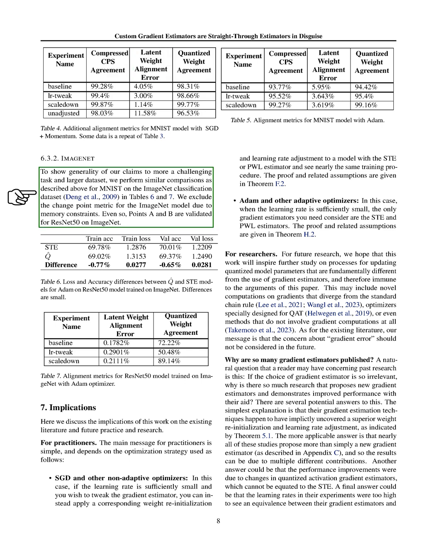For the ImageNet dataset, we conduct similar comparisons as for MNIST, excluding the change point metric due to memory constraints. Despite this, points A and B are validated for ResNet 50 on ImageNet.